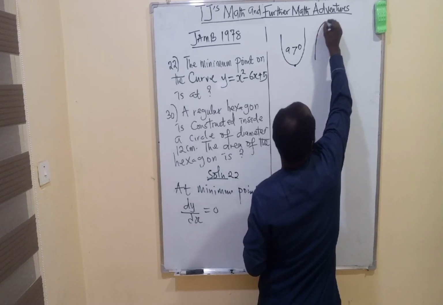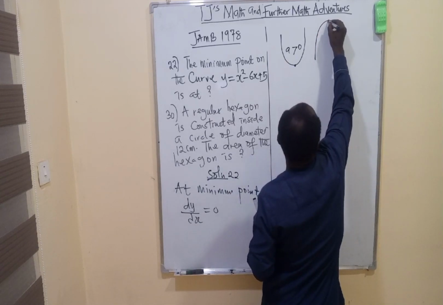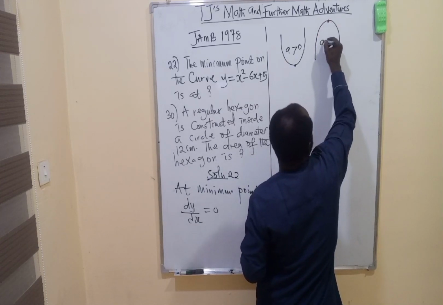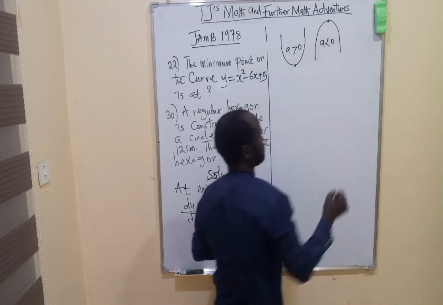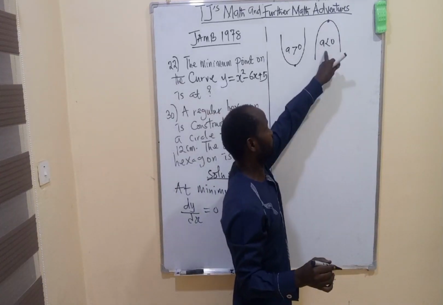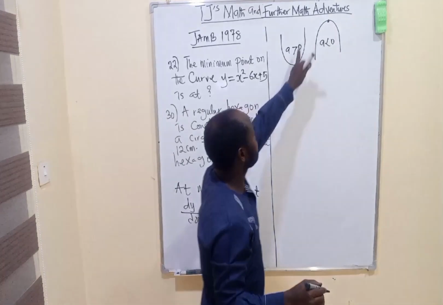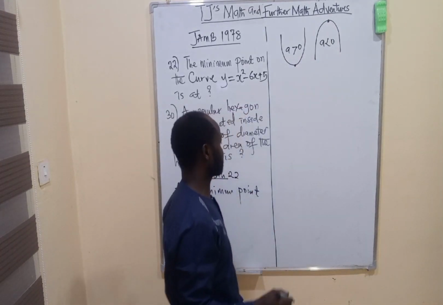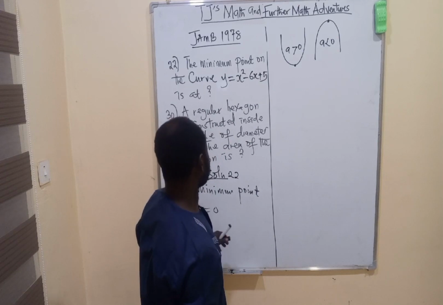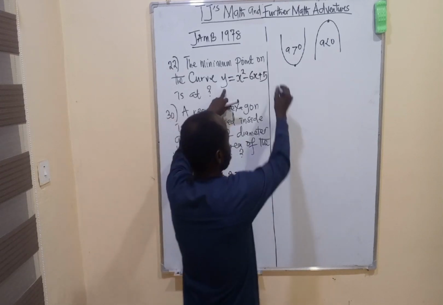We can also have an upside-down shape. The maximum point will occur at this point when a is less than 0. So when a is less than 0 in your parabola, the maximum point will occur here, while the minimum point will occur at this point. So let's write down the function.